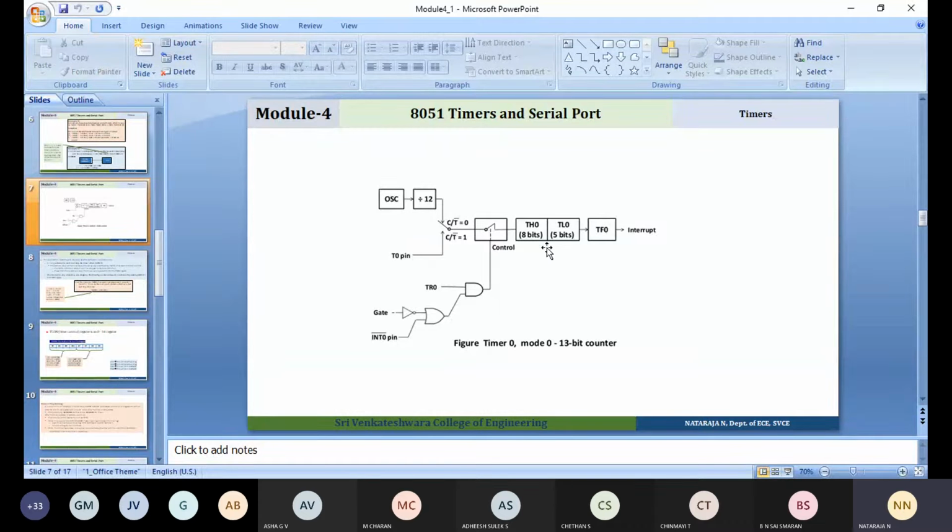Once it reaches the maximum, it will set TF0, and then it will give that to the interrupt terminal. This is the basic working of mode 0, timer 0, mode 0 for the 13-bit counter. Make a note of this. Then we'll discuss the TCON register, the timer control register.